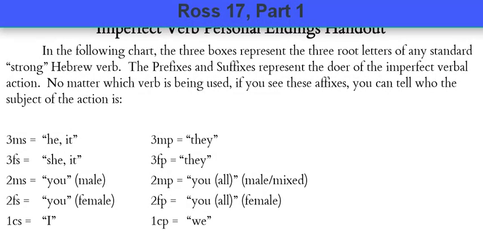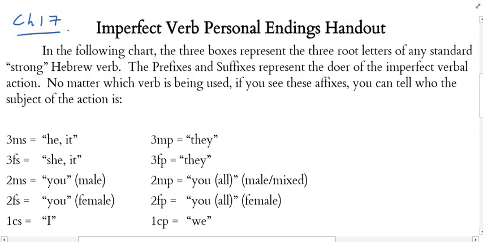Okay, so this is Ross chapter 17, and it has to do with the imperfect conjugation. So we've learned the perfect conjugation. We've learned the participle conjugation. And so now we come to the imperfect conjugation.